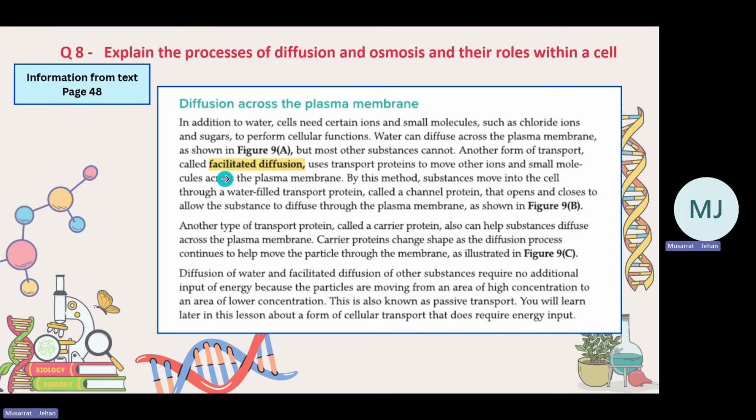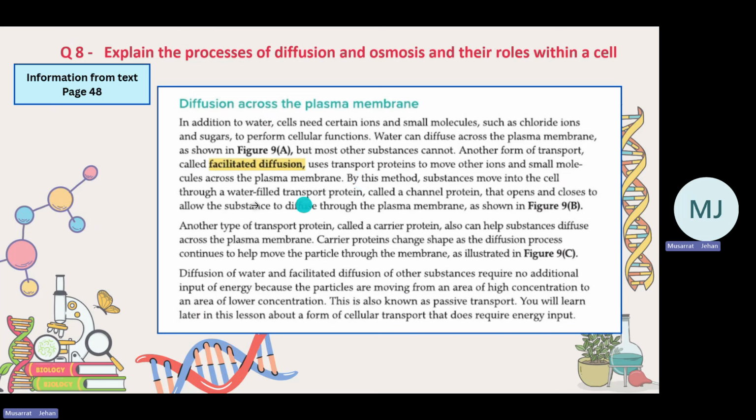Another form of transport is facilitated diffusion. It is diffusion, high to low, but it cannot go through the plasma membrane. It needs something to go through. It needs a way to go through. So they use transport proteins to move ions and small molecules. When they are using proteins, we call it facilitated diffusion.